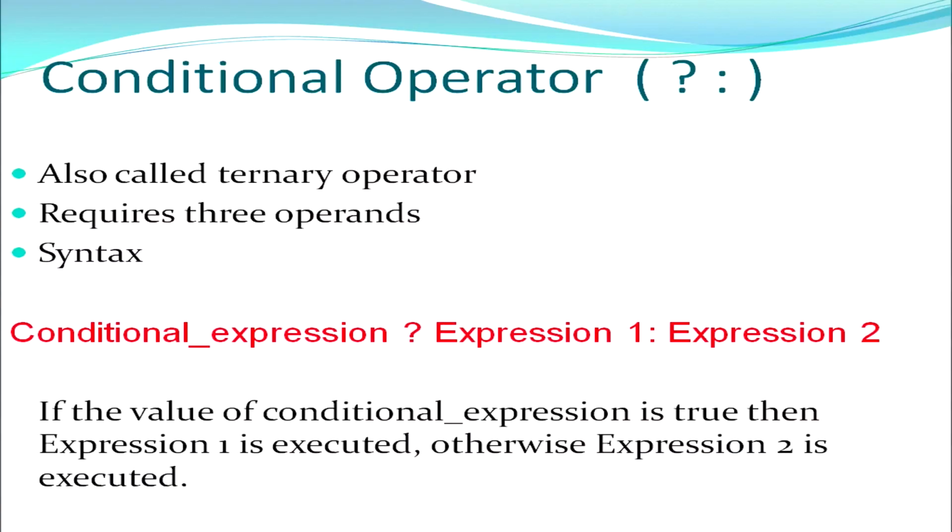Then we have the conditional operator. This is the only ternary operator used in C++. Why ternary? Because it requires 3 operands. The first operand, as shown in the syntax, is the expression followed by the question mark. The second operand is the expression which is executed if the condition is true, and the third operand is the expression which is executed if the condition is false.